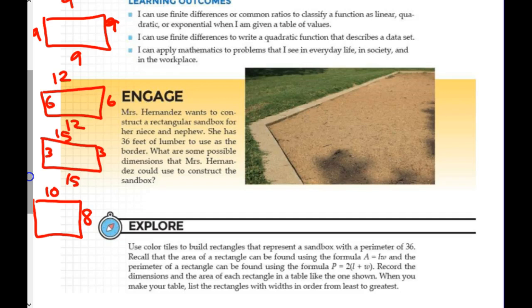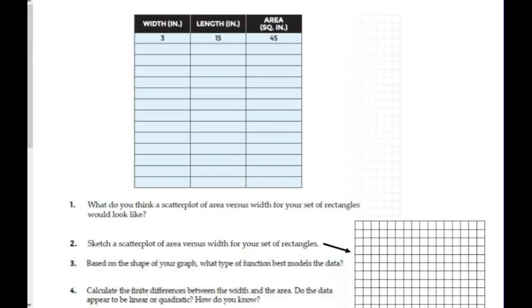Now, just so y'all know, in this situation, she's going to be looking to maximize the area of her sandbox. So, if you flip it over, we're going to start filling in a table. Flip it over, please. Now, what we're going to do on this table is we're going to give all the possible dimensions that are going to give us 36 for the perimeter.